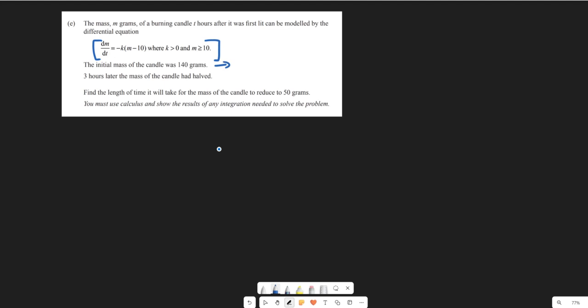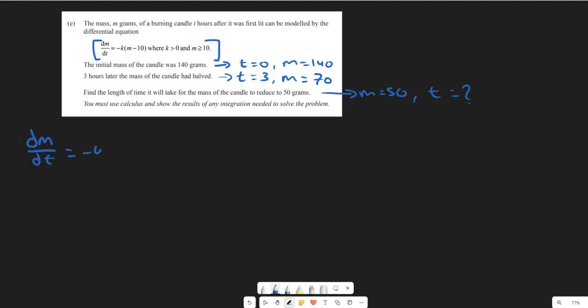And so this means that when t equals 0, M is equal to 140, right? And then because t is in hours, when t equals 3, M would just be half of 140, which is 70. And so we have to find t when M equals 50, right? So let's write down our differential equation: dM/dt is equal to negative k times (M minus 10), right?